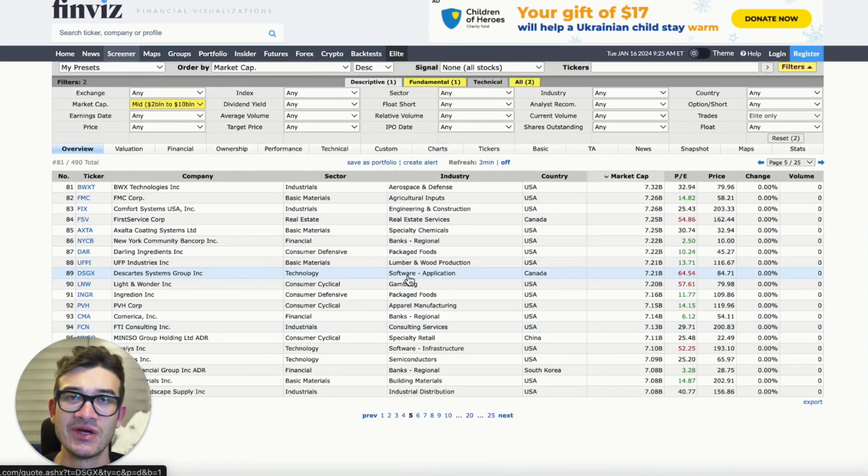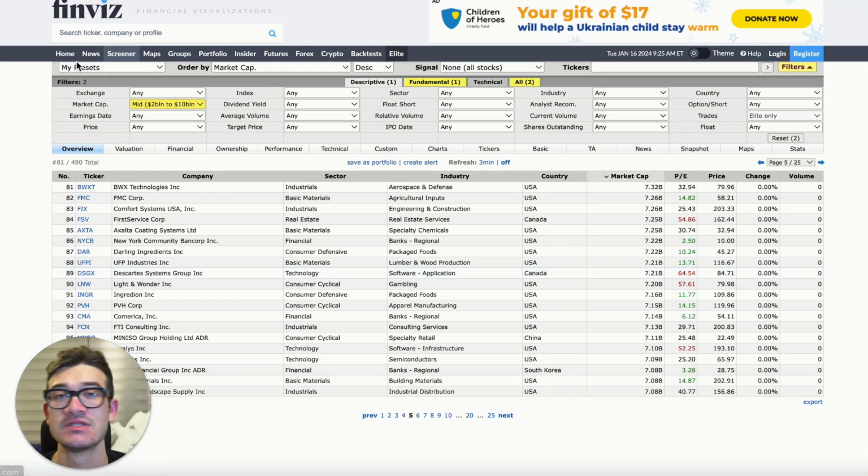Are you looking at funds? Are you looking at exchange traded funds or closed-end funds? Are you looking at single name equities? Are you looking in the US? Because Finviz is specifically for the US market. I know there are other tools available out there.